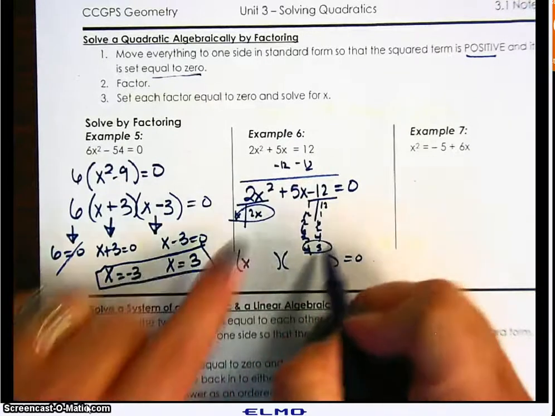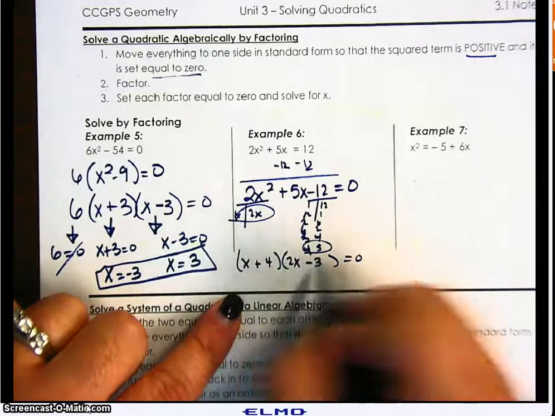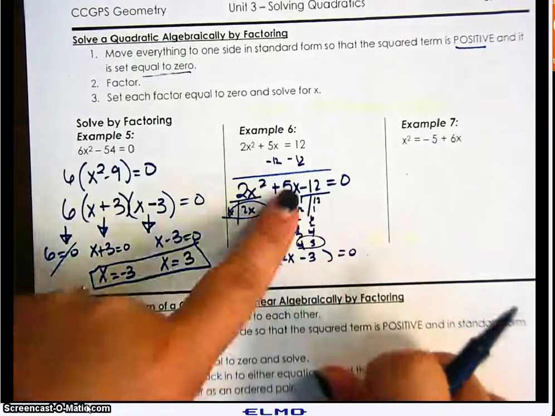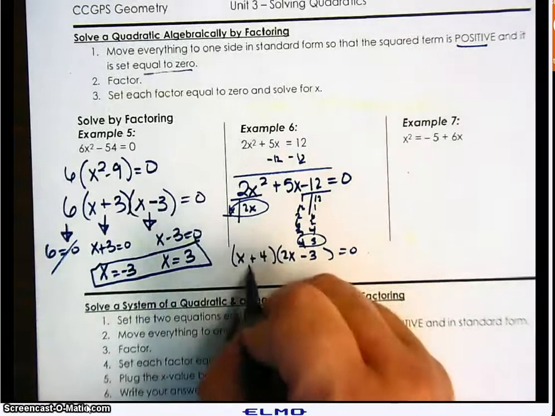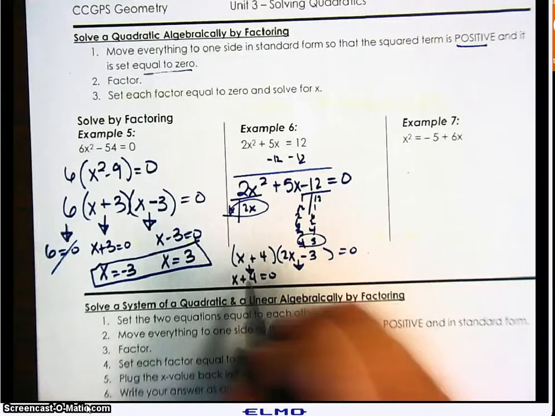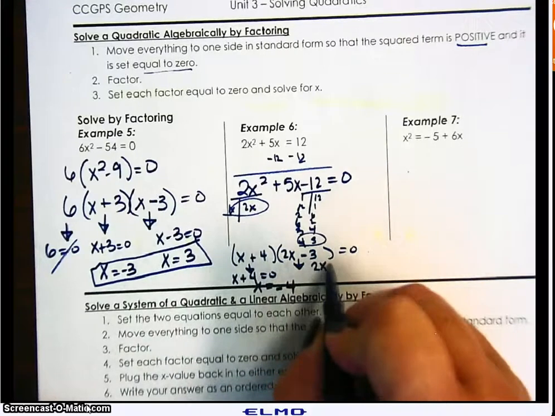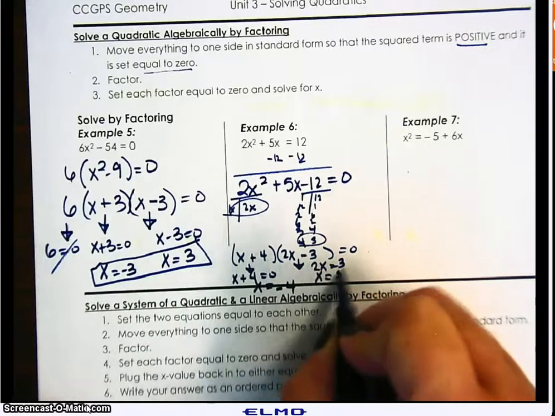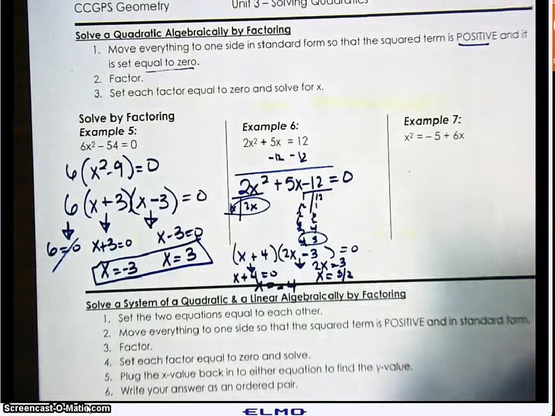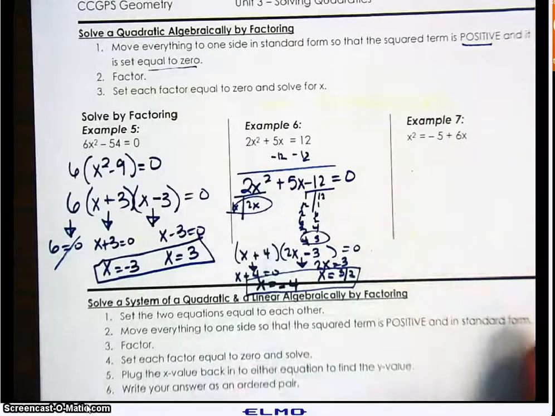So I've got x. I need the 8 to be positive. So this is 8, take away 3, that gives me the 5. Okay, now I solve each one of these. Looks like I'm running out of room here. So this means that x is equal to -4. And on this one, I'm going to get a fraction, 3/2. So my answer is 3/2 and -4.